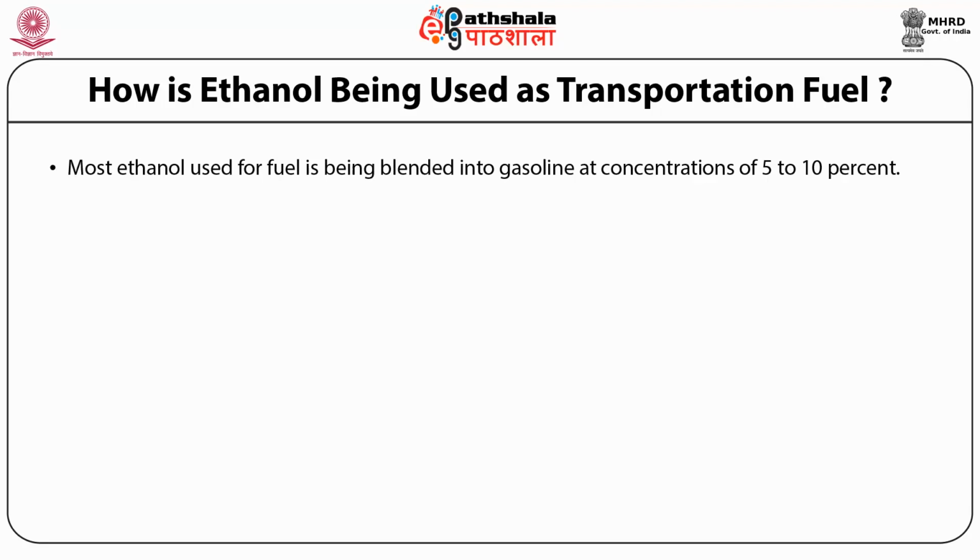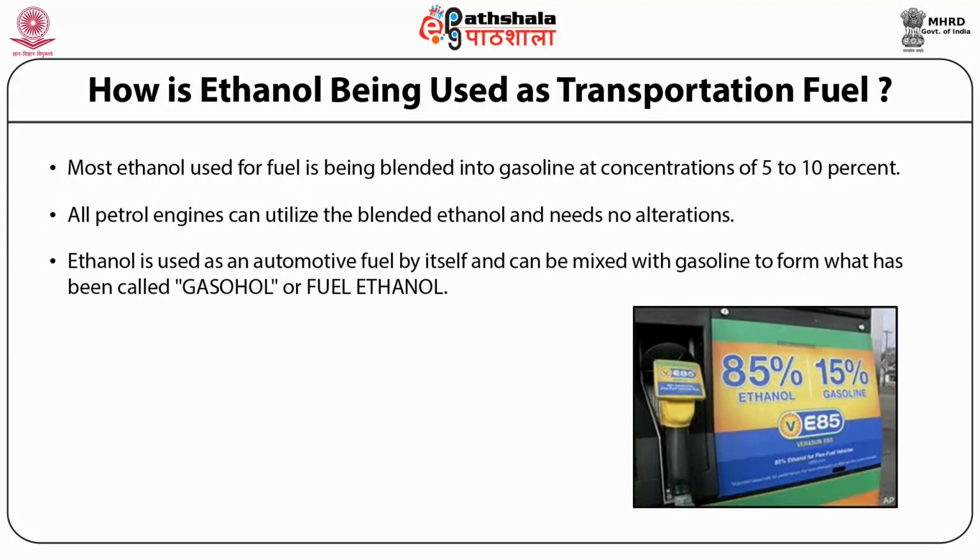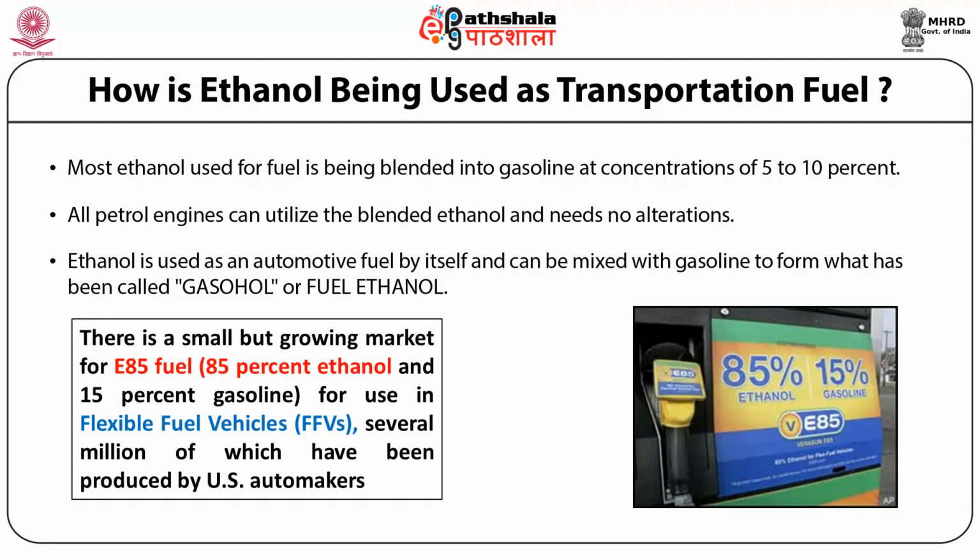Most ethanol used for fuel is blended into gasoline at a concentration of 5 to 10%. All petrol engines can utilize the blended ethanol and need no alterations. Ethanol is used as an automotive fuel by itself or in the form of gasohol. But there is a small but growing market for E85 fuel, which is 85% ethanol and 15% gasoline, for use in flexible fuel vehicles. These vehicles are flexible in the use of fuel.